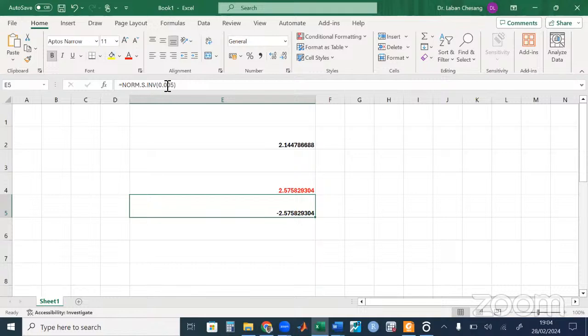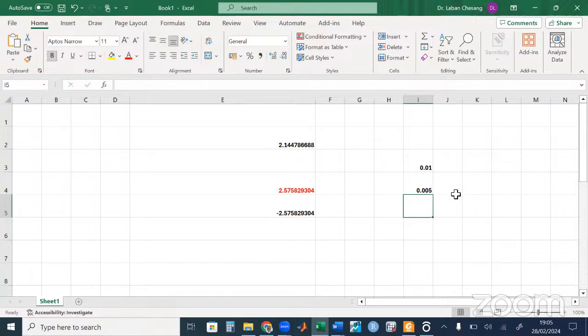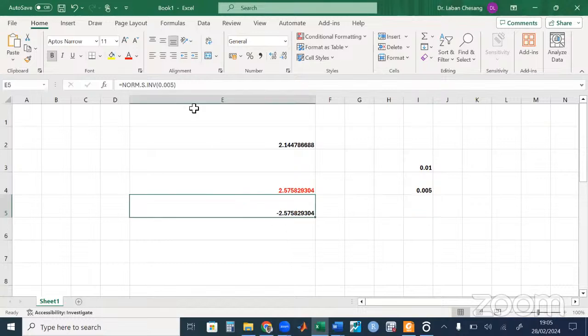So if I've put here 0.005, someone is wondering, why am I putting 0.005? Because we are doing 99%. 99% is a confidence interval, meaning that the level of significance is 1%. 1% is 0.01. And because it's two-sided, it should now be 0.005. So that is why we have input this value here, because on both ends we have 0.005 on the negative side and on the positive, totaling 0.01. That is why you've input it in here.